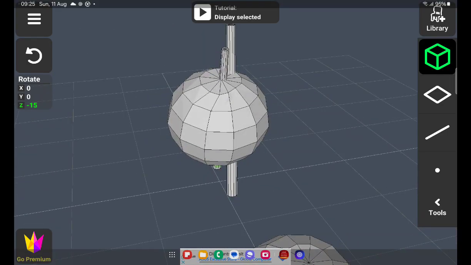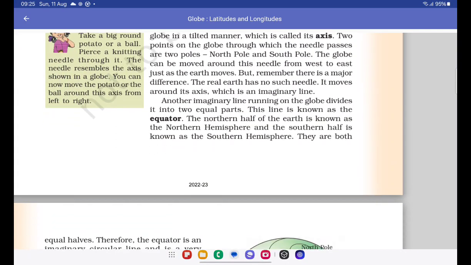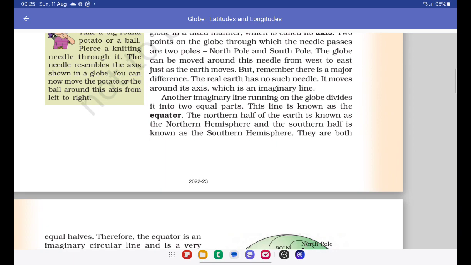I hope you get what I'm trying to say. It's not that hard either. So moving on, another imaginary line running on the globe divides it into two equal parts. Now we just read about an imaginary line that divides the Earth into two equal parts, and then again they're saying that there's an imaginary line running through the globe that divides it into two equal parts. So what does this mean? They're saying that this is known as the equator. The previous one was the axis, now this is the equator, and both are imaginary lines and both divide the Earth into two equal parts. So what's the difference between the axis and the equator?